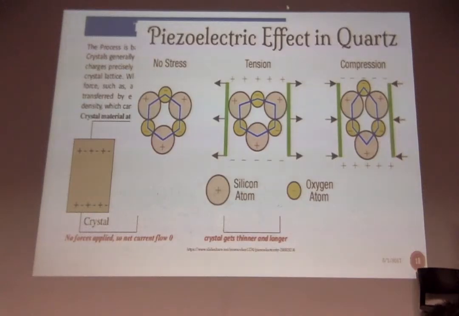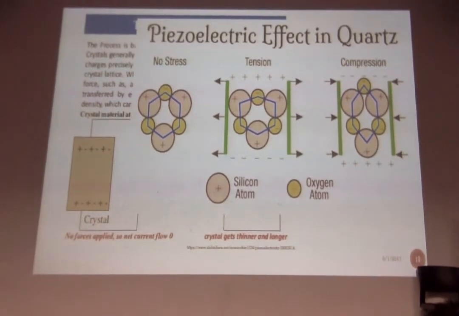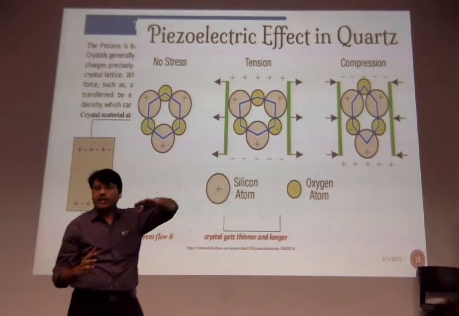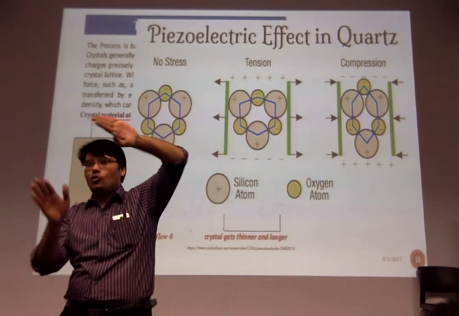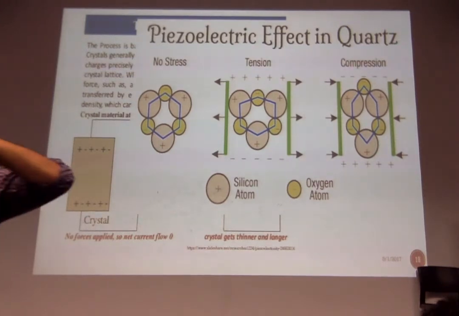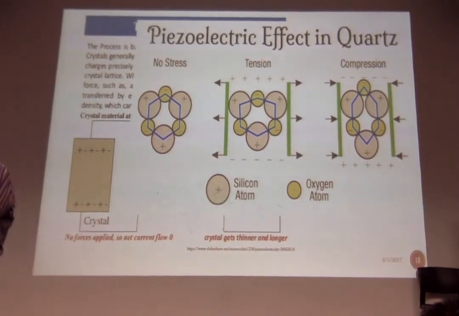What I'm trying to say is, this is a typical atomic structure of silicon dioxide. When you don't apply any stress, it remains neutral; that is, both the positive and negative charges are balanced. But when I compress this, the number of positive ions increases towards one direction, and the number of negative ions increases in the other direction. That means one surface is going to be more positively charged, and one surface more negatively charged. That is, we have now created this charge imbalance.